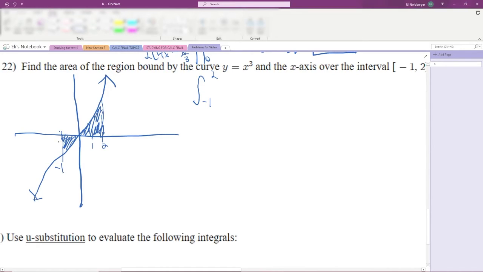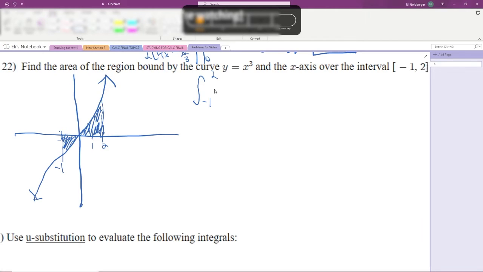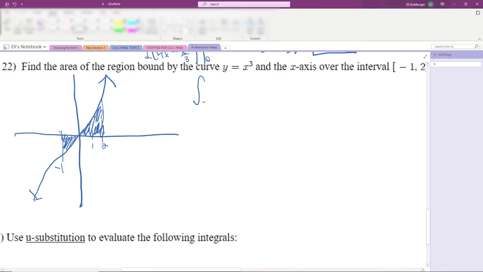But since this is going to come out as a negative number, it'll subtract from this area, when it should be adding. So what we have to do is split it up into 2 parts. And to do that, we can just do from -1 to 0 and have the absolute value of that plus the integral from 0 to 2. And we don't need an absolute value because we know it's already positive.